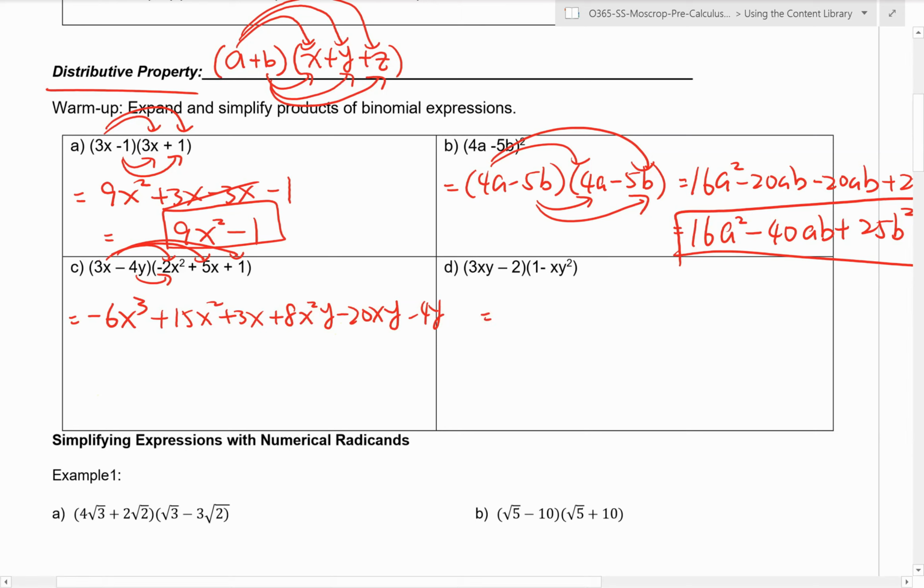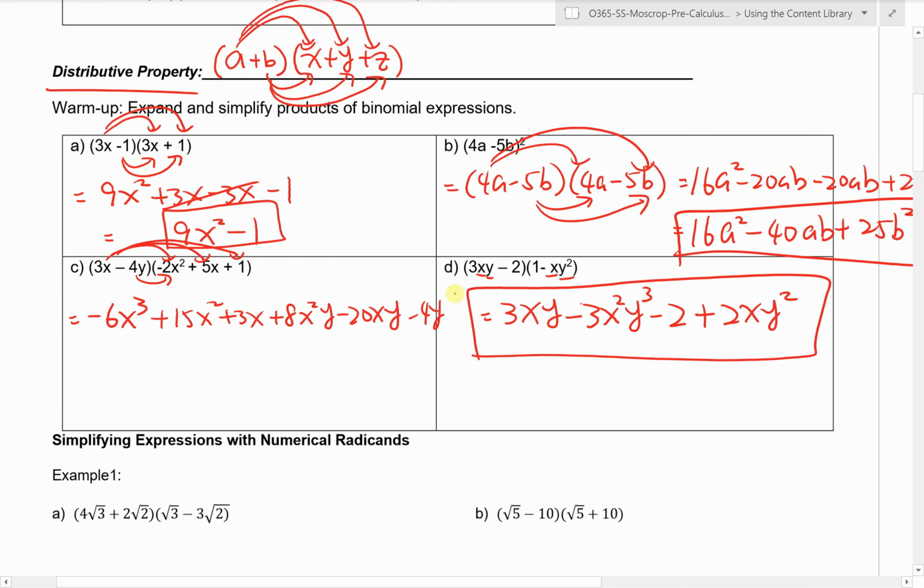Okay, so I'm assuming you finished it. I'm going to do it quickly here. 3xy times 1 is 3xy. Okay, so 3xy times xy squared is going to be negative 3x squared y cubed. So again, recall from the previous chapter, when we multiply powers with the same base, like x times x, we add the exponents. y times y squared, same base, so 1 plus 2, you get an exponent of 3. Again, there's no like terms, so that's it. Okay, so that's what we did in Math 10.